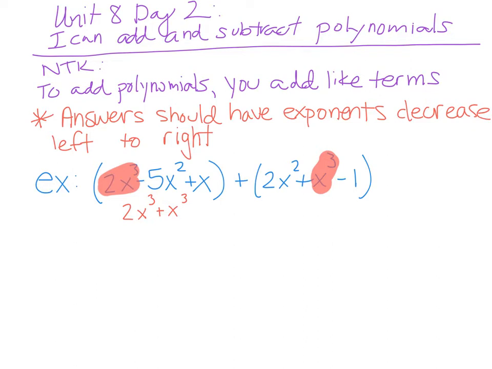Okay, next up, we want to get a like term. So x squared. We've got 5x squared. So what else over here on the other polynomial has an x squared? Oh, that would be 2x squared. So again, I'm going to write them right next to each other so I can see that. And by the way, that had a negative, so I have minus 5x squared plus 2x squared.